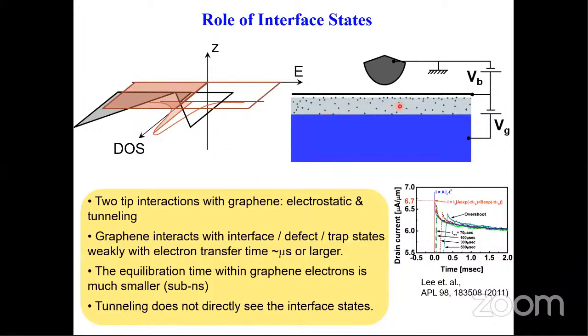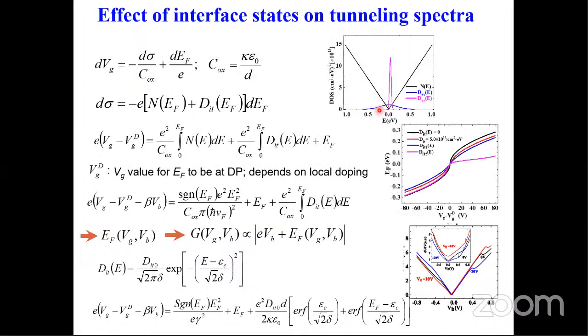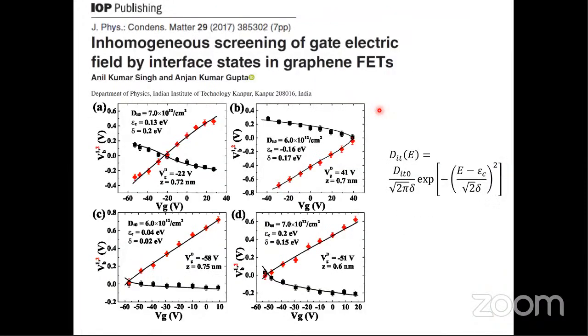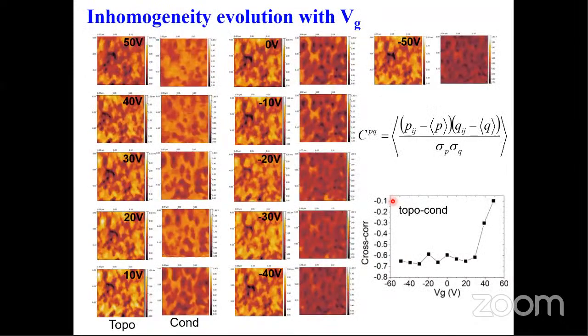What that means is that graphene's Fermi energy gets pinned to the Dirac point for a good amount of doping because of these interface states, okay? So this took a lot of time, I must say. Anyway, eventually we got this paper published in JPCM, Journal of Physics: Condensed Matter. Then we looked at the electronic inhomogeneity and how it changes with the back gate voltage.